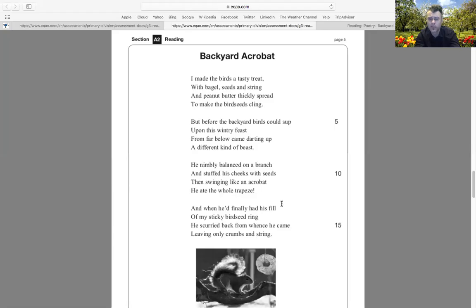So I'm going to put the poem up so that we can all see. I'll be a couple of seconds here as I do that. So I'm just going to share the screen here, and there we go. Yeah, so this is the poem that you guys are going to be doing on your own. It's a small one. It's not a 2-pager. It's called Backyard Acrobat.